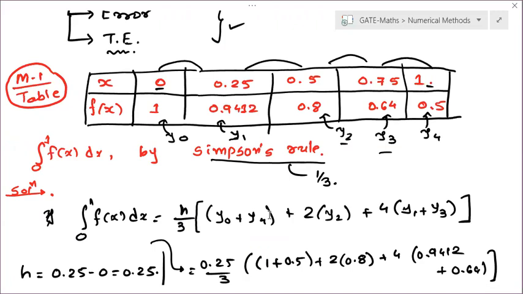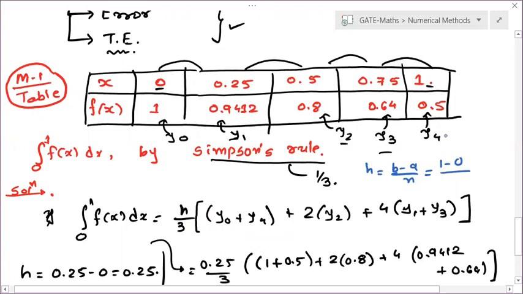Clear now? Sir, but the formula to find h is b minus a upon n, right? Yes. What is b over here? 1. What is a over here? 0. So h is equal to b minus a by n. So 1 minus 0, and what is n over here? n is 4. So 1 minus 0 by 4, 1 by 4, 0.25. Same.